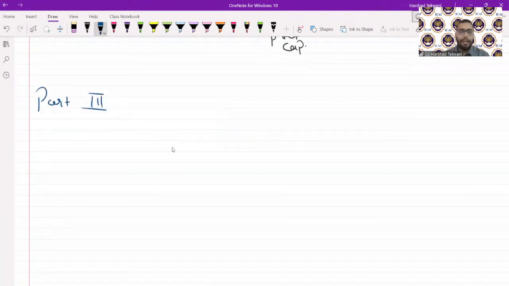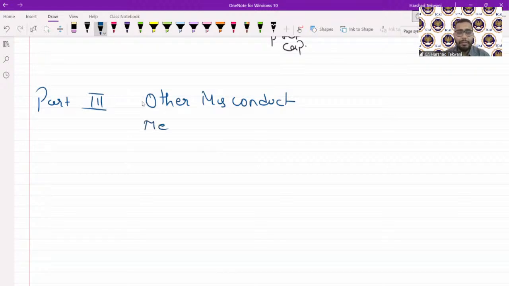Now when I say part 3 is regarding other misconduct, I'm talking about other misconduct for members in general. So, other misconducts for members in general. Okay.